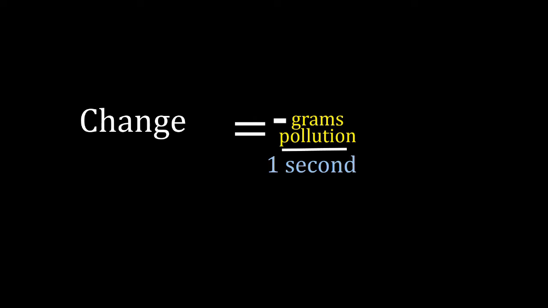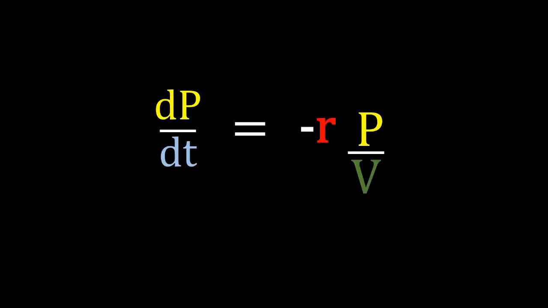We then use calculus to take the limit of those discrete steps so that they become smaller and smaller to give us our differential equation, which is going to be dP/dt, the amount of pollution that's changing, is equal to negative R times P divided by V. Let's go ahead and solve this. First, we move the dt to the other side. Then we move the P to the other side as well. Then we shift things around a bit.